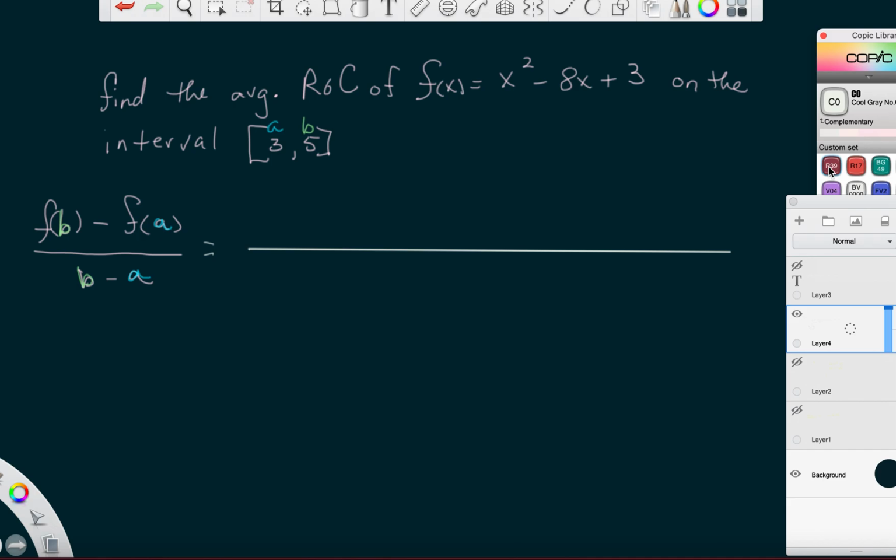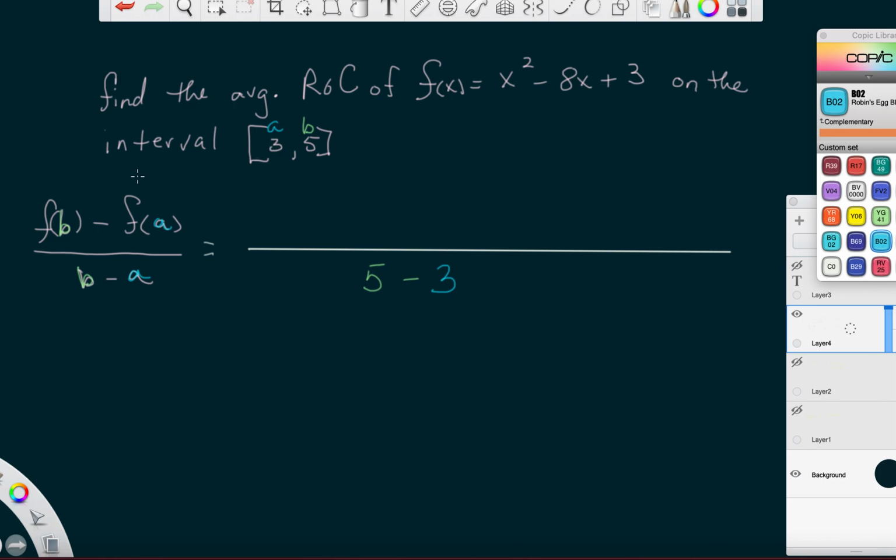I'll put my B down there. B is this color, 5, minus A is this color, 3. So we're looking for the rate of change of this function on the interval 3 to 5, right? So B minus A, that's my denominator. Then I input my 5 into this function, find out what the answer is, and then subtract what I get when I put 3 in.